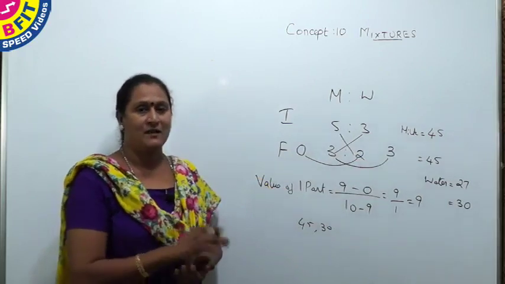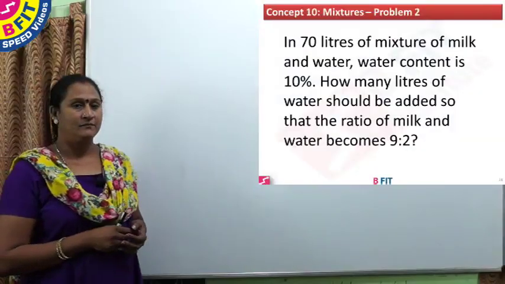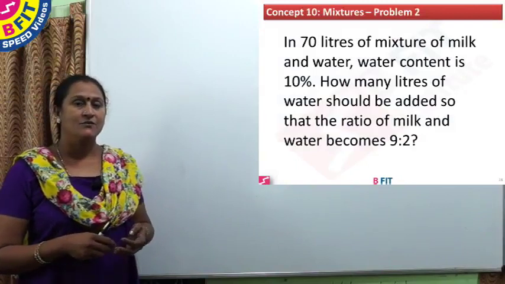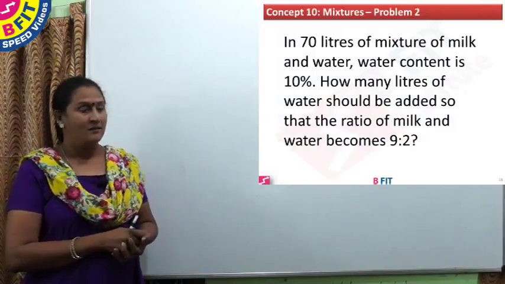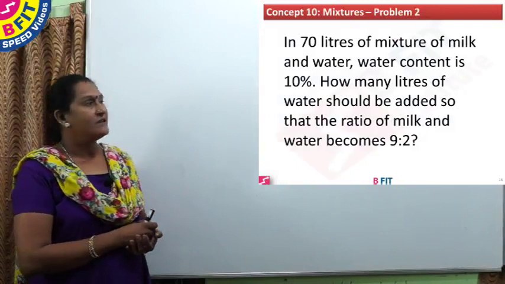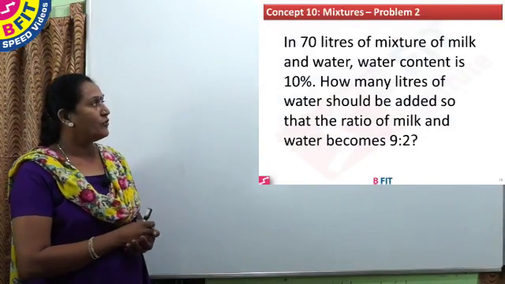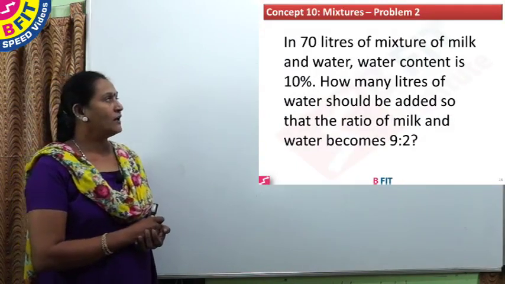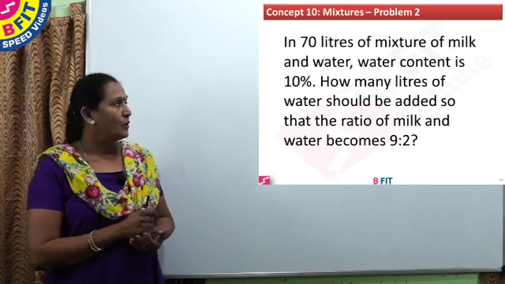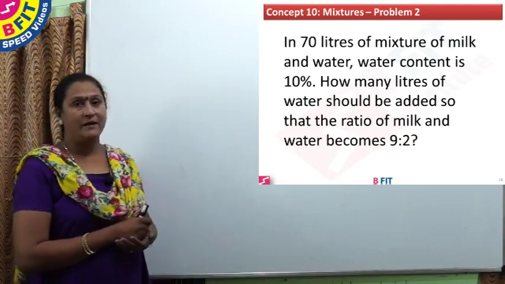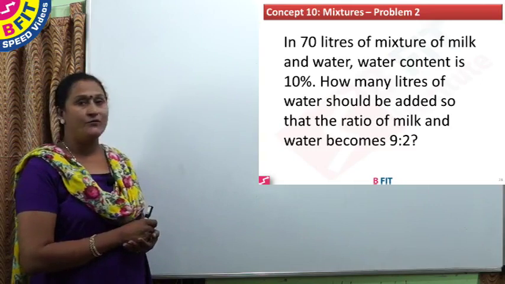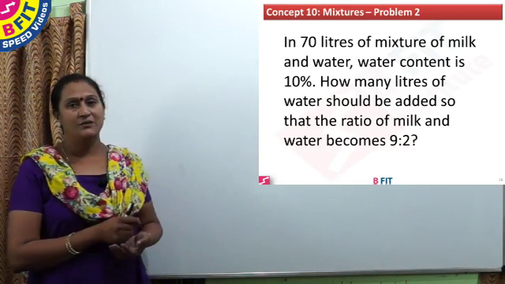So we'll see some more examples. So we'll see another example. The question is, in 70 liters of mixture of milk and water, water content is 10%. How many liters of water should be added so that the ratio of milk and water becomes 9:2?